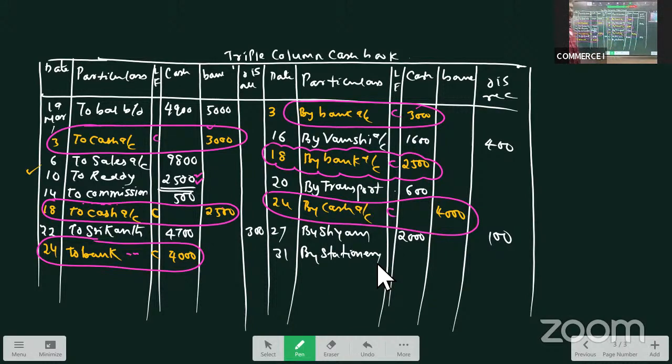I repeat here, debit card, credit card, Paytm, Google Pay, Phone Pay, NEFT, RTGS, check, all these are routed through bank. So we should take it in the bank column. So 1,200, I'll take in bank column. Okay, so all the entries are successfully recorded.